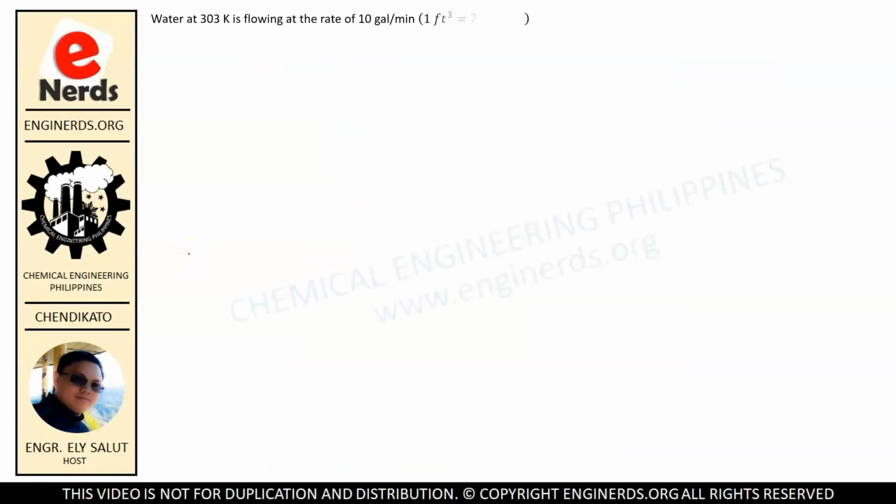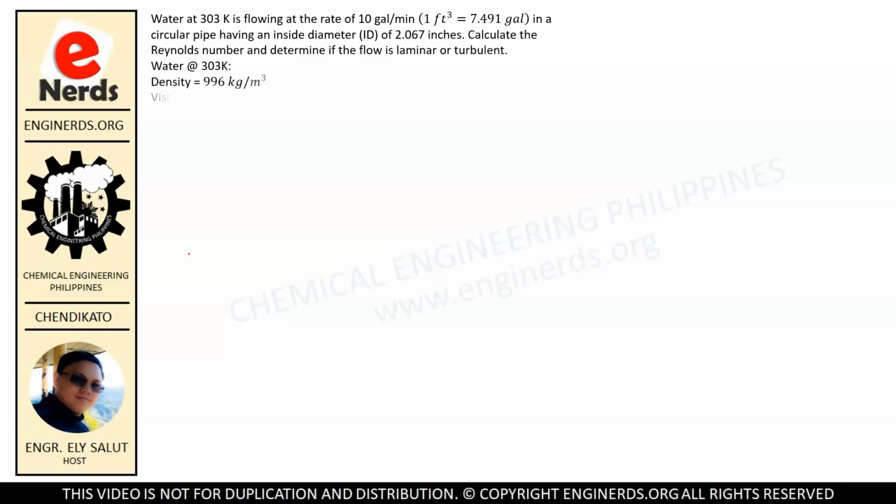Water at 303 Kelvin is flowing at the rate of 10 gallons per minute. In a circular pipe having an inside diameter of 2.067 inches, calculate the Reynolds number and determine if the flow is laminar or turbulent. Water at 303 Kelvin is having a density of 996 kg per cubic meter and viscosity of 8.007 times 10 to the negative 4 Pascal seconds. Okay, so simulan natin yung ating calculation.